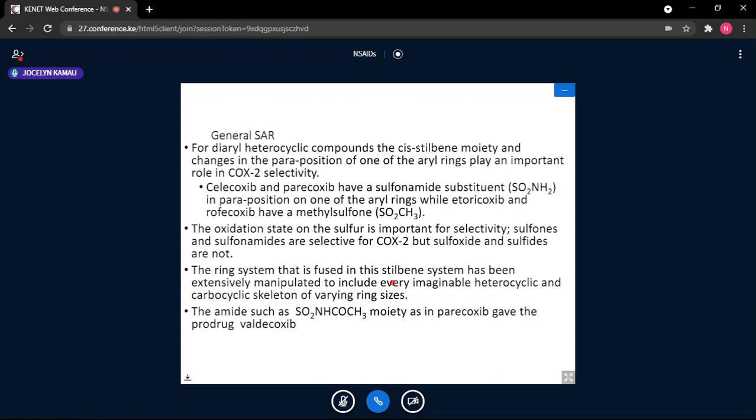You can have isosteric replacement of one five-membered heterocyclic ring with another five-membered heterocyclic ring with retention of activity. So that's all that point is saying: you can have varying rings attached to the two phenyl rings with retention of activity. That does not change activities. It can be manipulated to include every imaginable heterocyclic ring and carbocyclic skeleton of varying degrees.